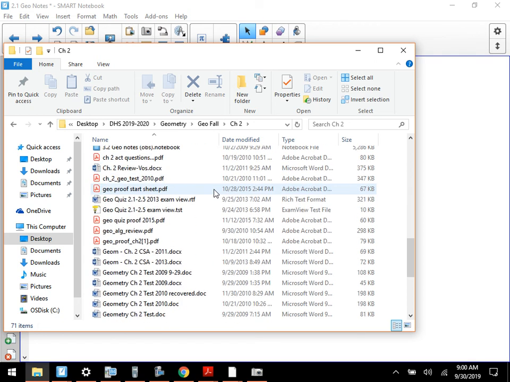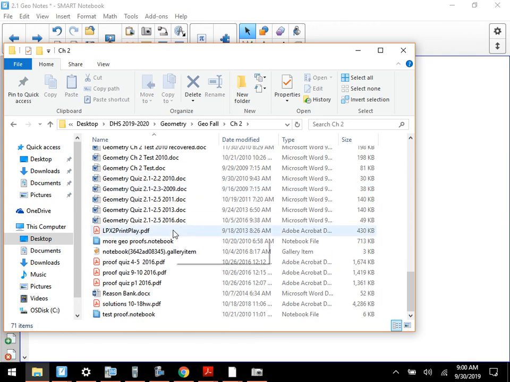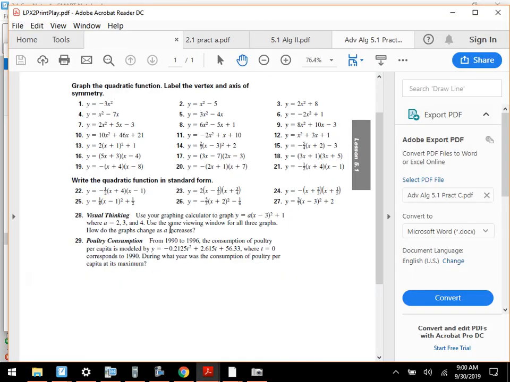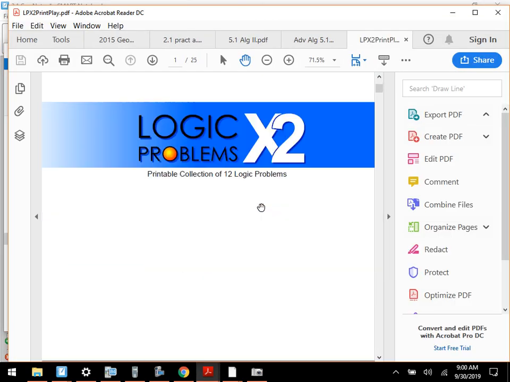Where are my logic puzzles? This is what, the card problem? Yeah. Okay.